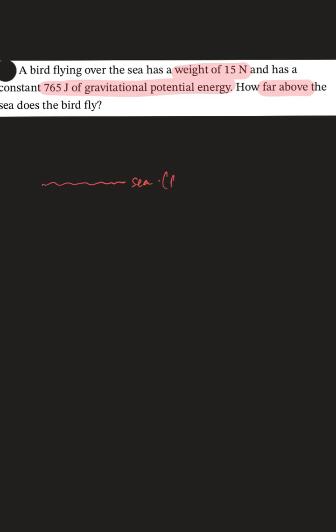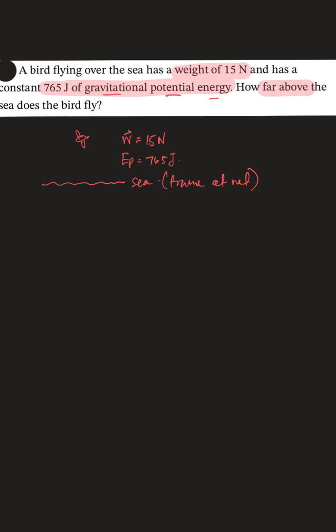So now my sea is my frame of reference. Above here, I've got a bird. So I'm just going to draw my little bird. All right, I've got my bird flying. And I know that the weight of the bird, weight is a vector quantity, is 15 newtons. And I also know that the EP value, the gravitational potential energy value, that's constant, is 765 joules. So that's my setup right now.